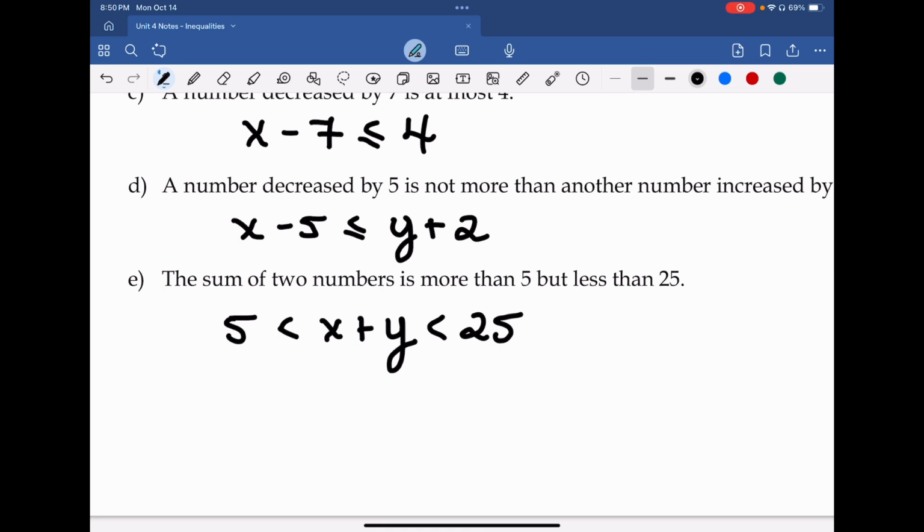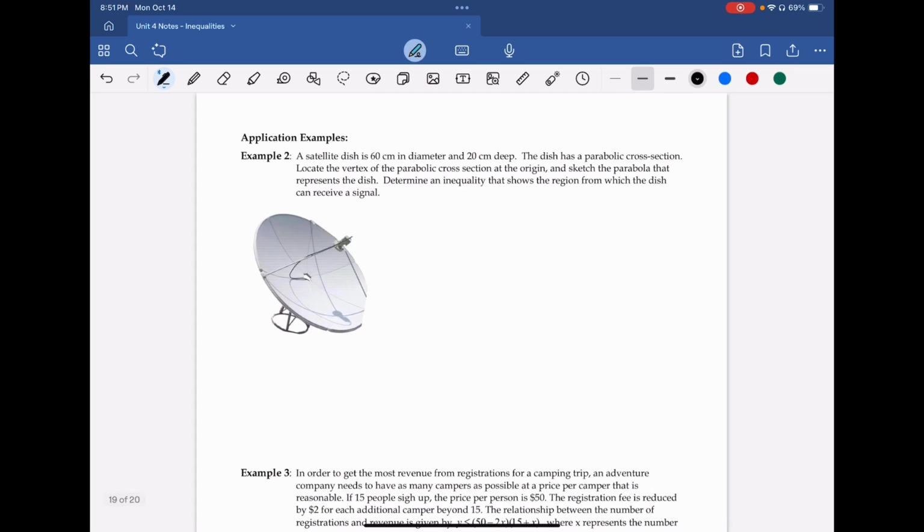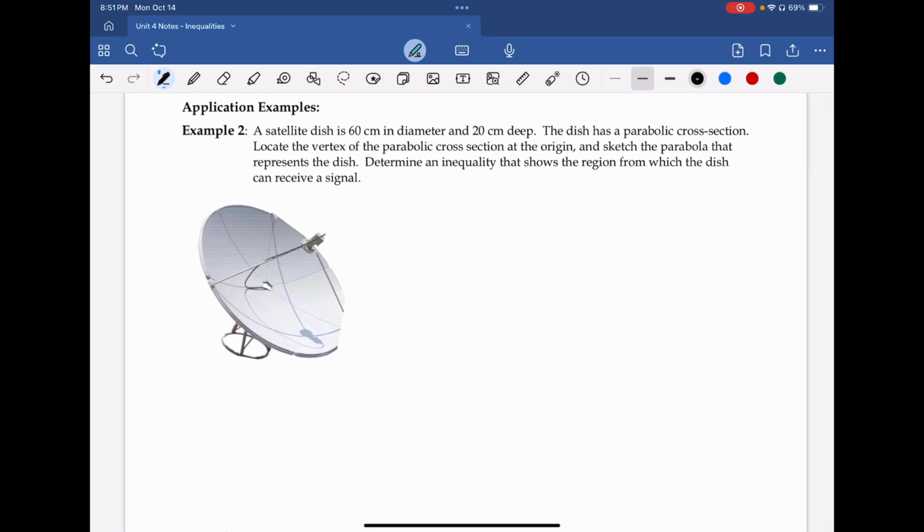And when we put these strict inequalities here of x plus y is greater than 5 but less than 25, it's because they said it must be more and less, not at most and at least. If they use that terminology, then we could throw in the equals. Okay, let's push forward here. Here's our first application example.